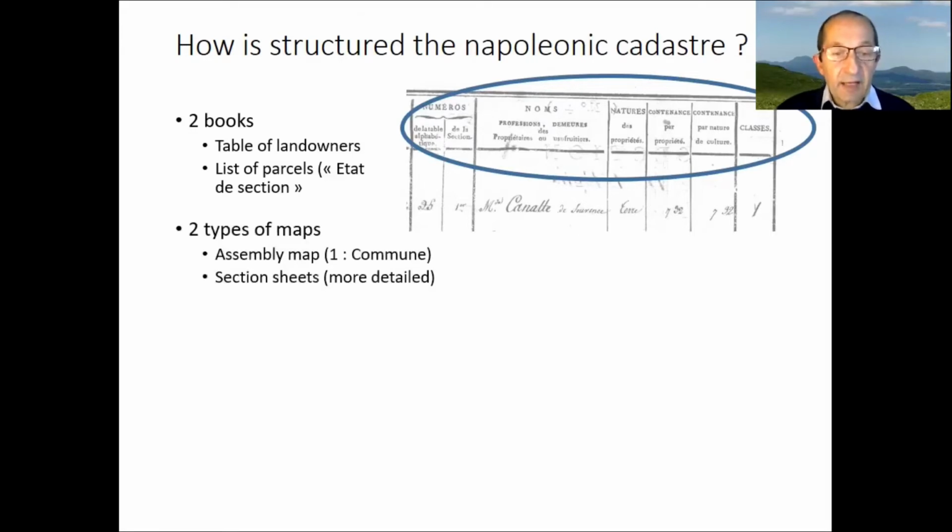And you have two types of maps. One is an assembly map for each commune, each township.